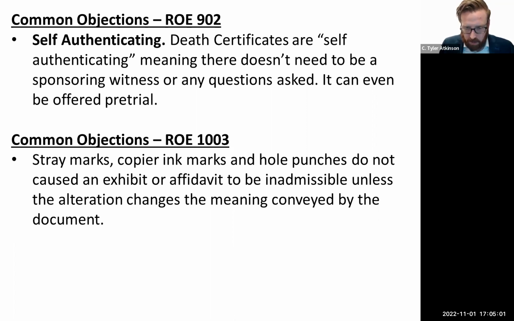Rule of Evidence 1003, stray marks, copier ink marks, hole punches do not cause an exhibit or affidavit to be inadmissible unless the alteration changes the meaning conveyed by the document. You can't object to exhibit because it's got hole punches. That's just not fair.